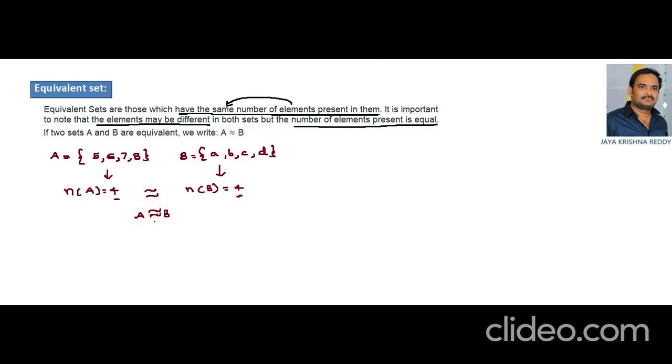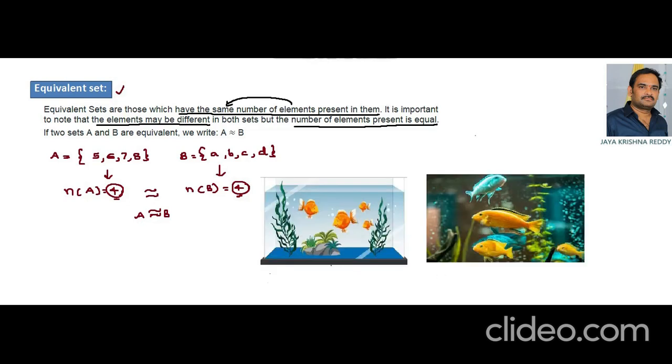We will represent equivalency with this symbol. Here, you remember the elements may be different, but the number of elements, the count should be equal. Then we say that the sets are equivalent. One more example is given here.